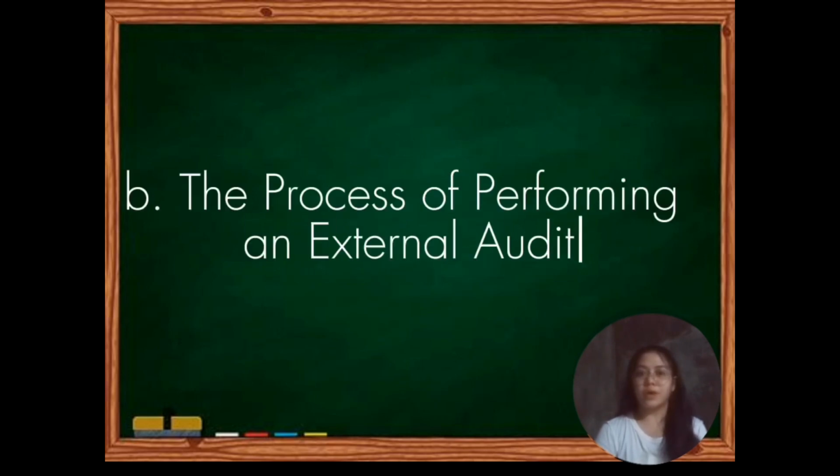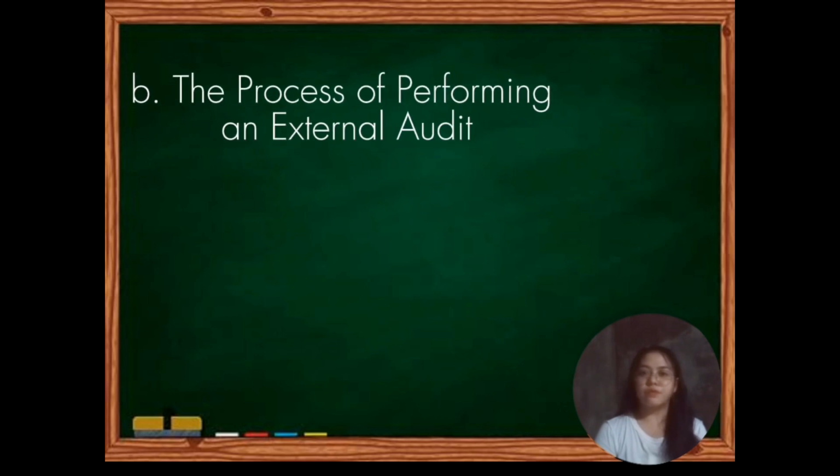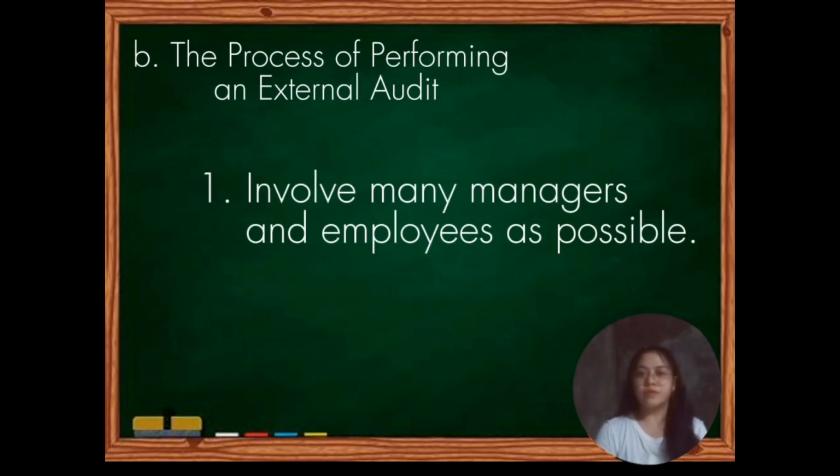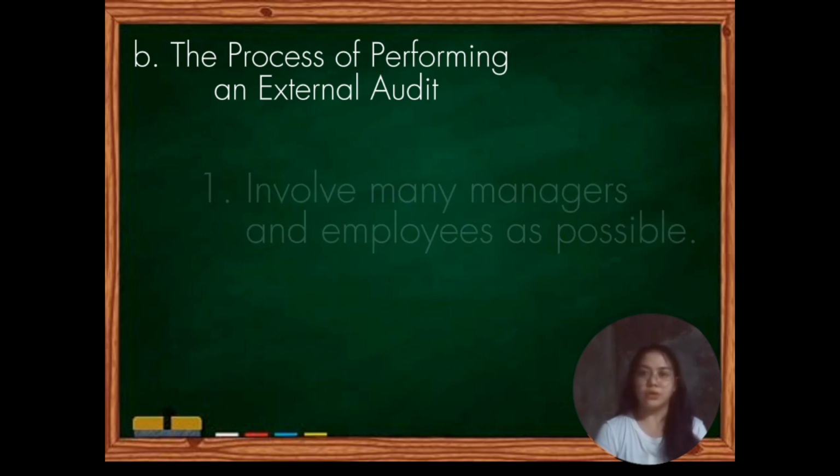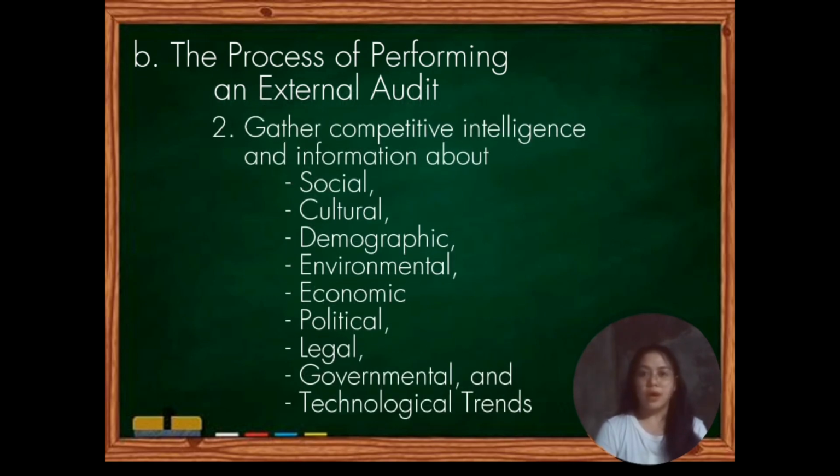The process of performing an external audit. The process of performing an external audit must involve as many managers and employees as possible. Employees run the organization no matter what level. This means their strength, commitment, and dedication and their emotional connection with the organization can be judged as assets in monetary value. To perform an external audit, a company must first gather competitive intelligence and information about social, cultural, demographic, environmental, economic, political, legal, governmental, and technological trends.